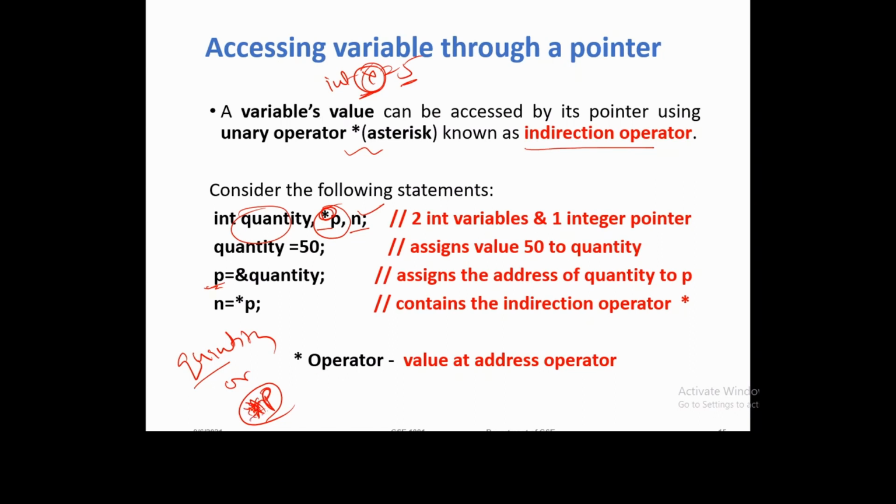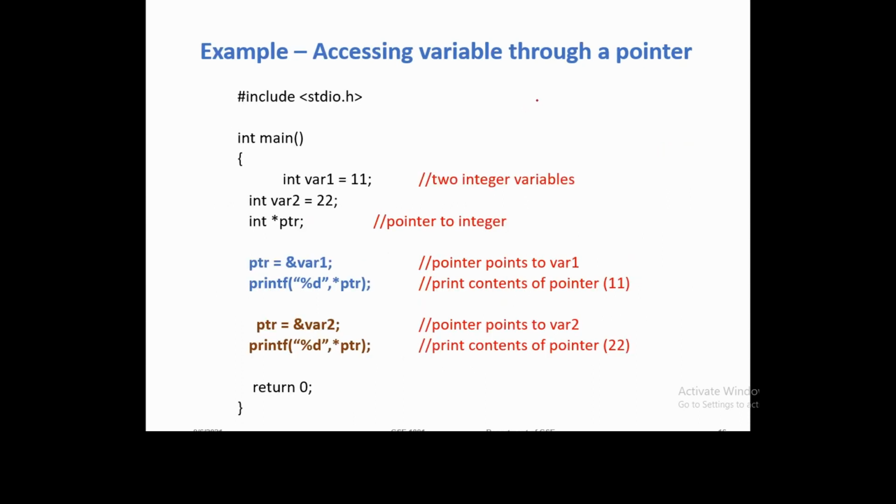We will read it like value at. Just as we wrote here, suppose it is ampersand x, and I'm writing here like this. So we will read it as address of x, and we will read this as value at x, meaning value at the address of this, if it is a pointer. Okay, so we can access the value of a variable through a pointer by simply using the indirection operator, that is the asterisk symbol.